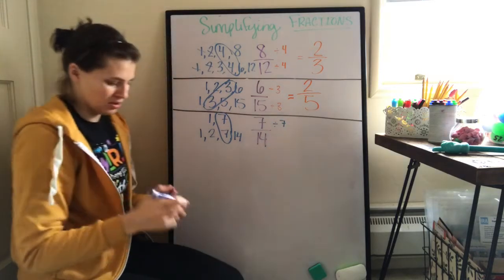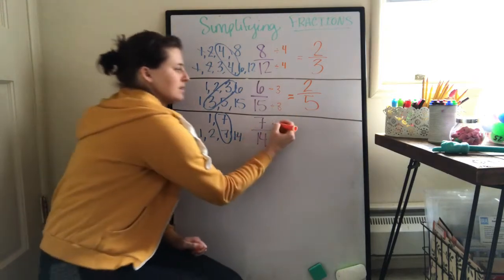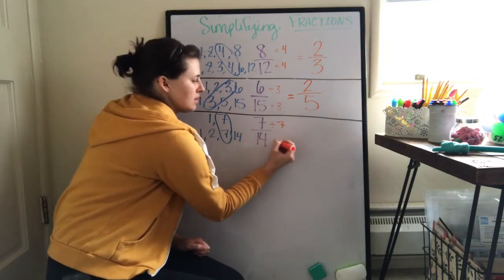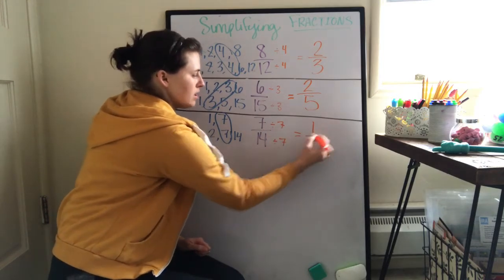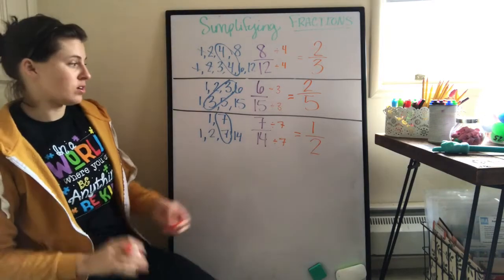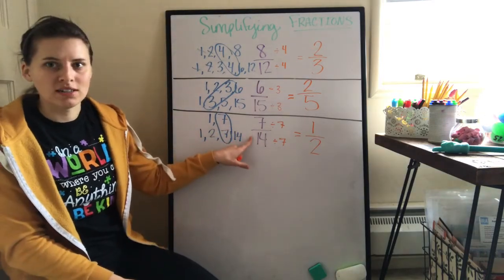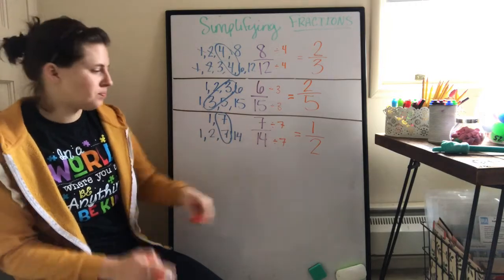Divide by 7. Let me use a different color so we can keep this. Helps our eyes. Divide by 7. 7 divided by 7 is 1. 14 divided by 7 is 2. And a lot of you guys might have already noticed, 7 is half of 14. So 7/14 is 1/2. It's the same thing.